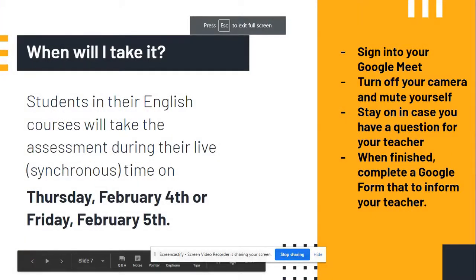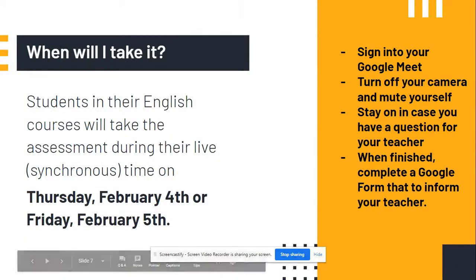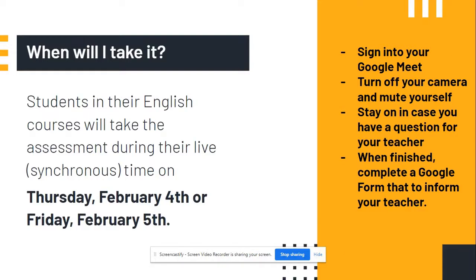For your spring semester, you'll be taking the English assessment during your live synchronous time on February 4th or February 5th. When you do that, you'll sign on to your teacher's Google Meet. You'll turn off your camera and mute yourself, but you'll stay on in case you have any questions for your teacher. And when you're finished, you'll complete a Google form to inform your teacher that you have done that. All teachers should have a slide in their Google Meet that shows you the site ID number, as well as the expectations for this task.